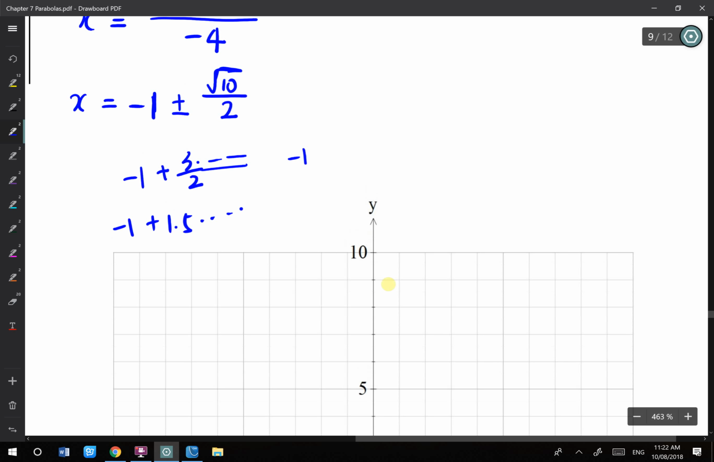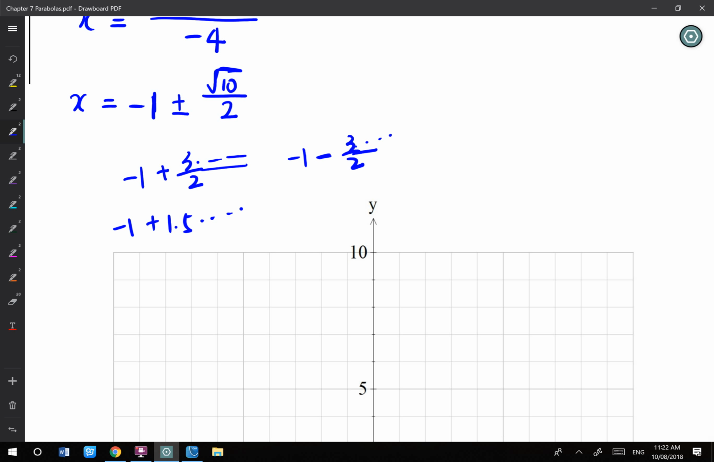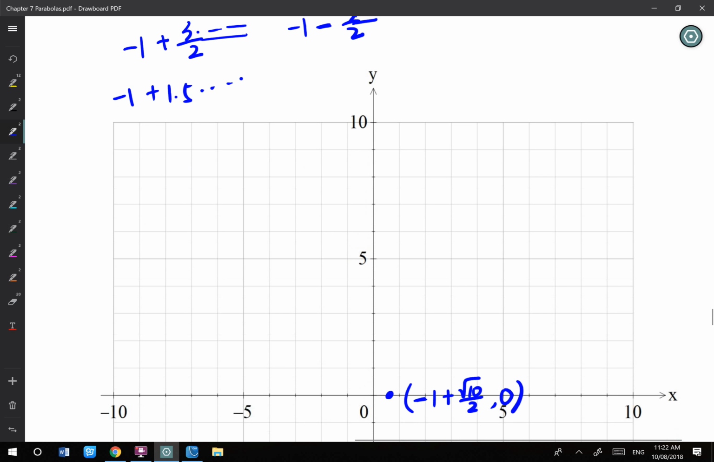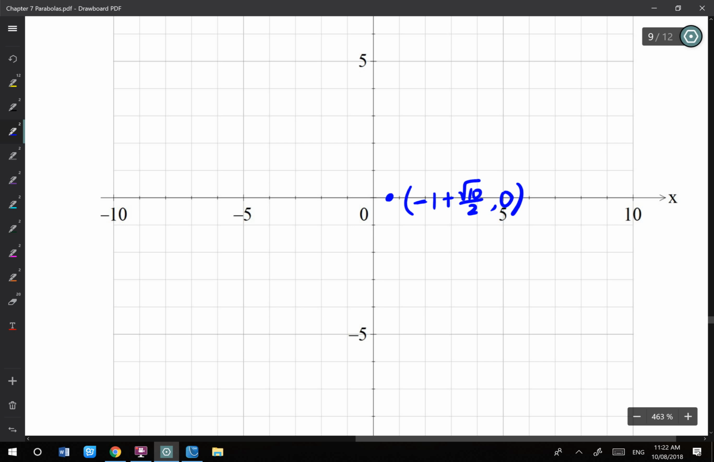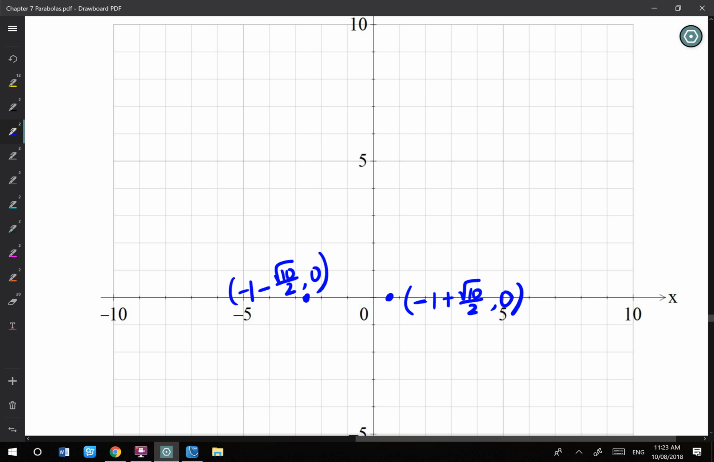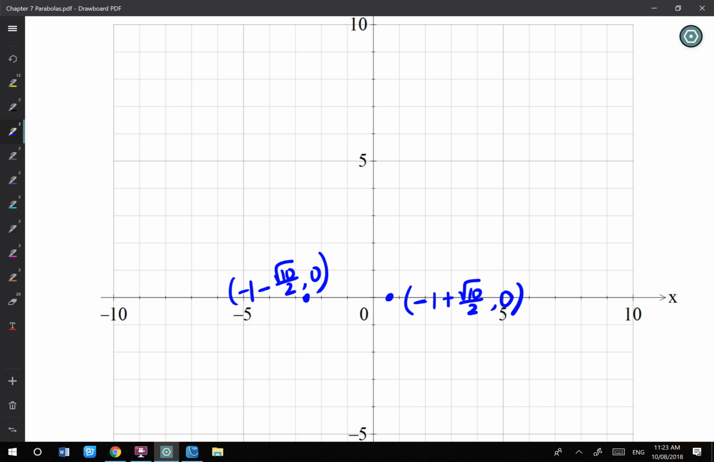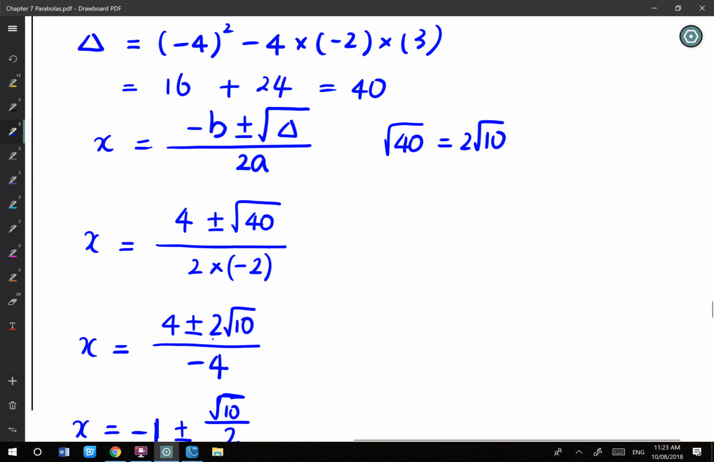So if it's minus 1 minus 3 a bit over 2, what will that be? What's the minus 1? Minus 2.5. Great. 1, 2 a bit. That's about here. So it's minus 1 minus root 10 over 2, comma 0. Okay, I have worked out the x-intercept. Even though it's not a good number, I still worked it out.